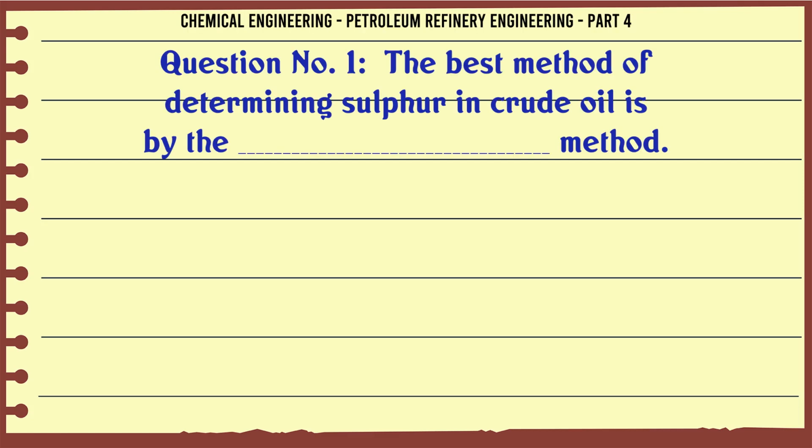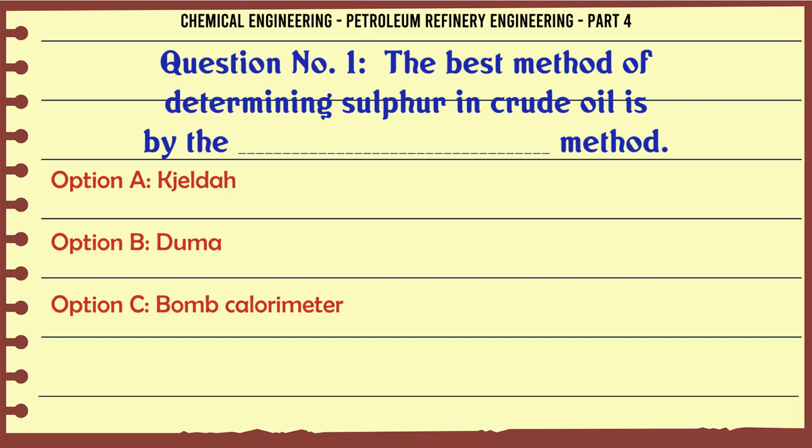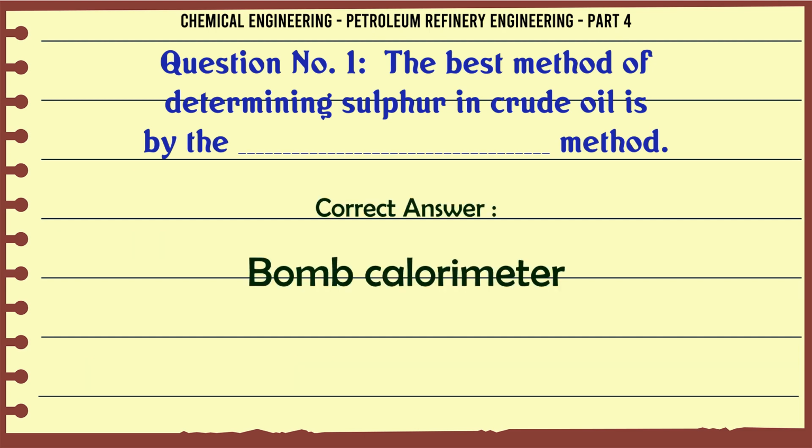The best method of determining sulfur in crude oil is by the method: A. Gelder, B. Duma, C. Bomb calorimeter, D. Junkers calorimeter. The correct answer is bomb calorimeter.